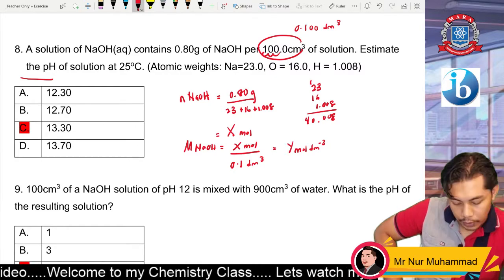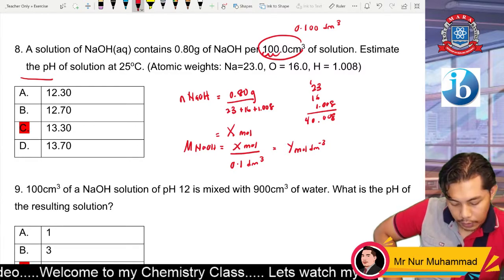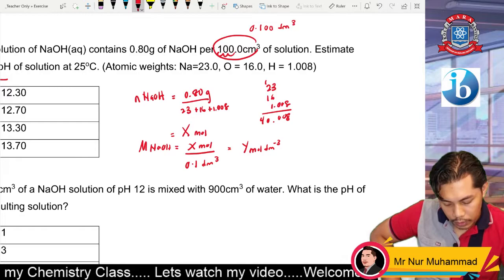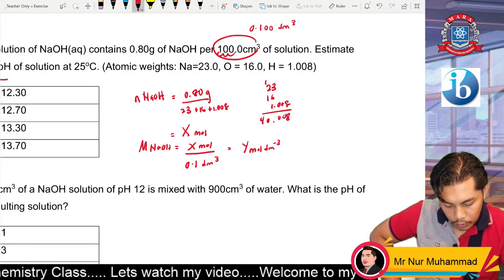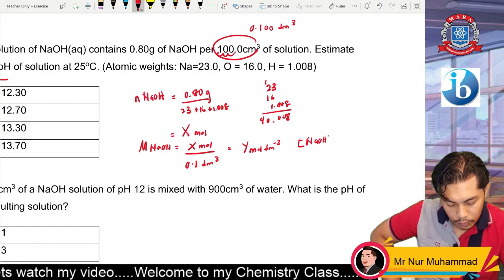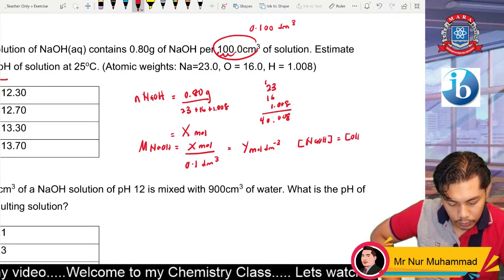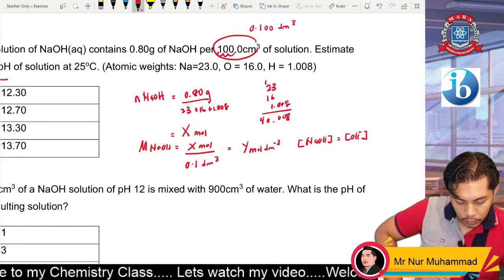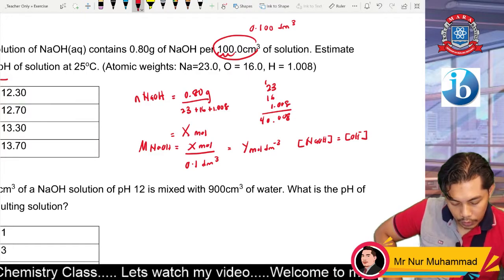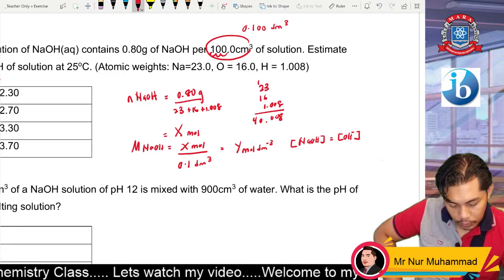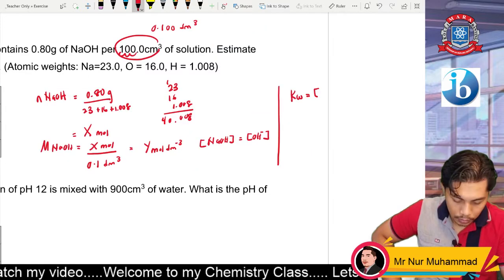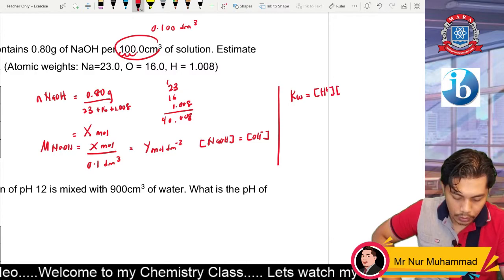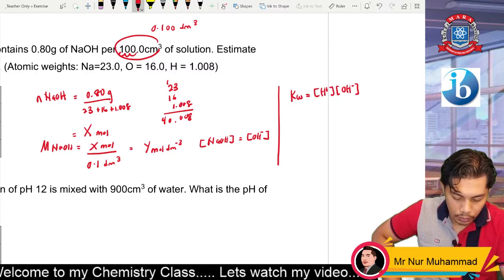Okay, and then from this concentration, the concentration of sodium hydroxide is equal to the concentration of hydroxide ion, right? So how to find the hydrogen ion? By using the formula of Kw, equal to concentration of hydrogen ion times concentration of hydroxide ion.